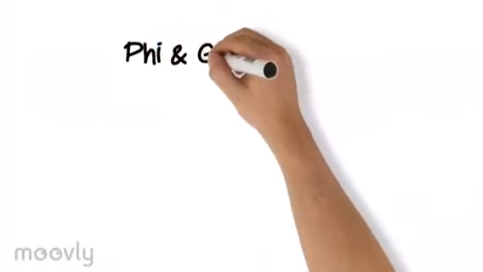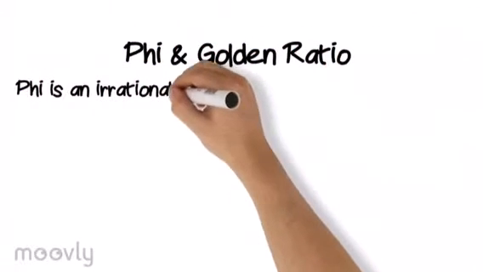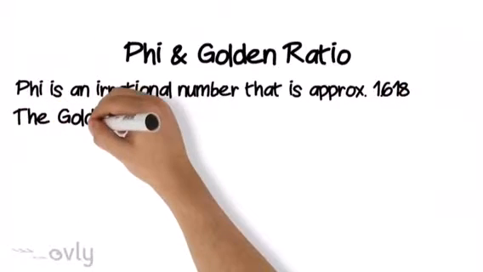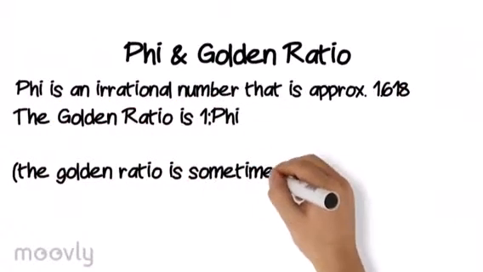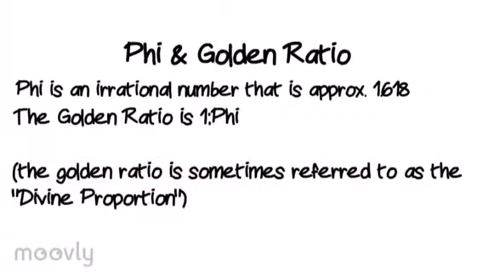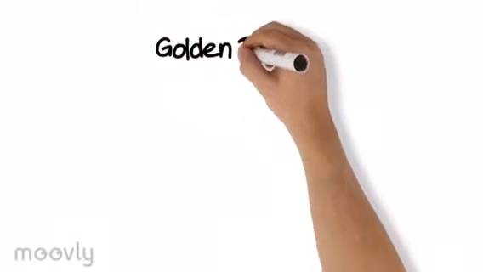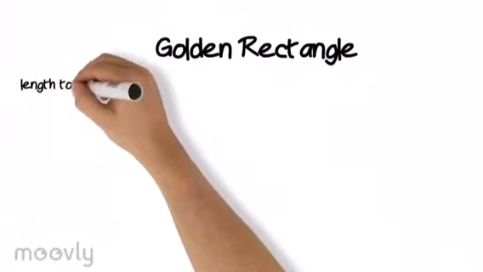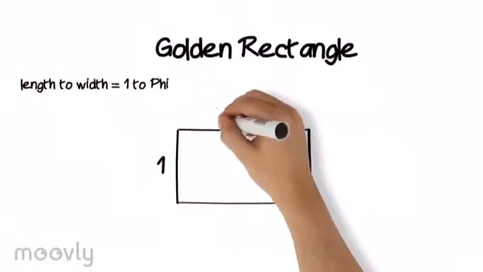Phi is an irrational number that is approximately 1.618. The golden ratio is 1 to phi. The golden ratio is sometimes referred to as the divine proportion. The golden rectangle has side lengths that have the golden ratio, that is, length to width equals 1 to phi.